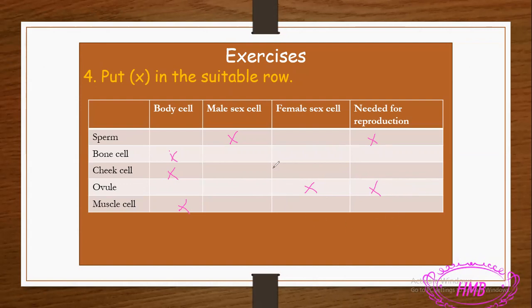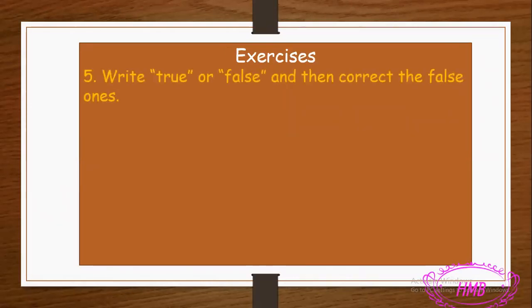So this is the solution of the question. We should put the X in the suitable row. The X here does not mean I will mark it as wrong. The X here, I will put in its suitable place. Okay? Let's move to the next question.